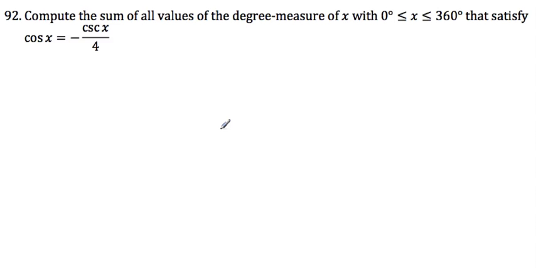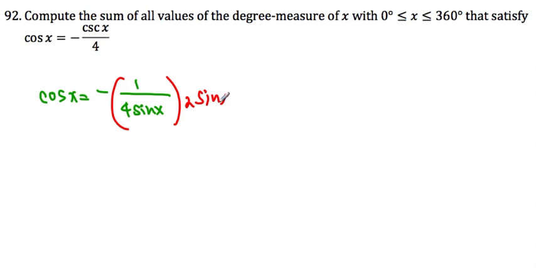Number 92. Here we have cosine of x and cosecant of x. We know that cosine of x is equal to negative 1 over 4 sine of x, because cosecant is 1 over sine. So if I were to put it correctly, it would look something like this. Now we have sine and cosine and sine here. So what if I multiply by 2 sine of x? Some of you might be thinking, how do you think of that? You see, if you memorized all the trig ratios and charts and identities, it will be easier for you to recognize that. Without memorization, it's going to be very tough.